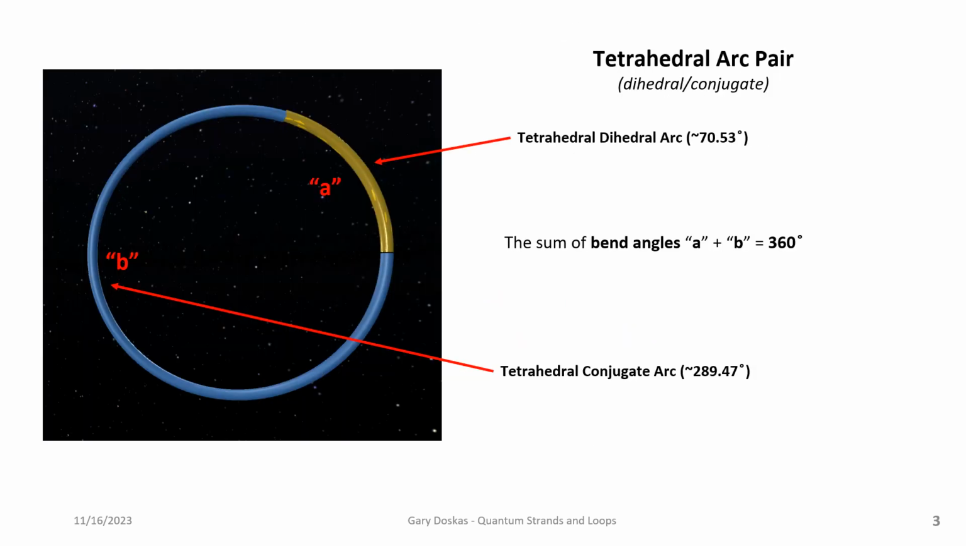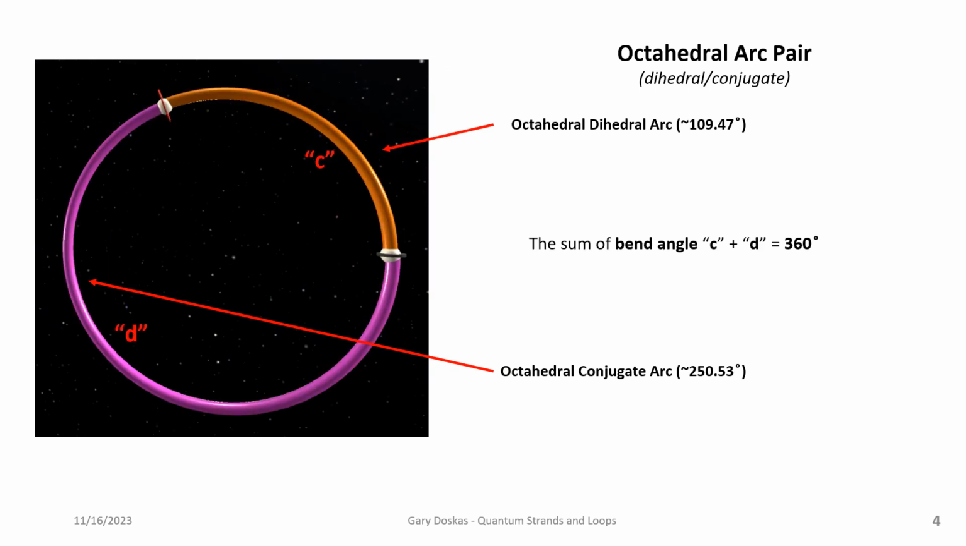This is a tetrahedral arc pair that uses the dihedral angle of a tetrahedron and its conjugate angle, and the sum of bend angles A plus B is equal to 360 degrees. This is an octahedral arc pair that uses the dihedral angle of an octahedron and its conjugate angle, and the sum of bend angles C plus D is equal to 360 degrees.